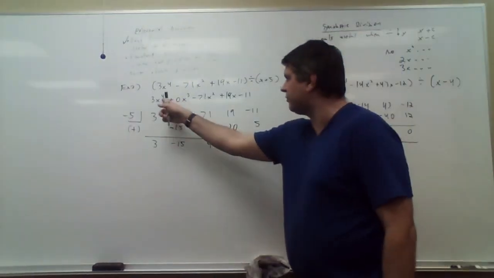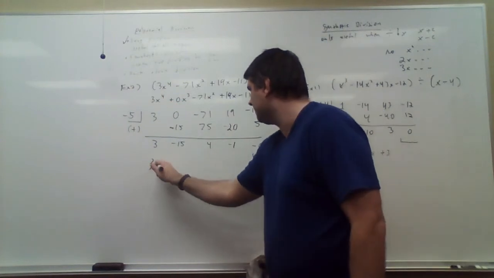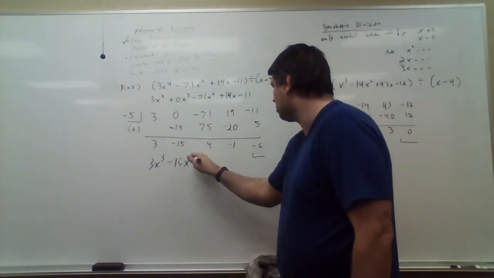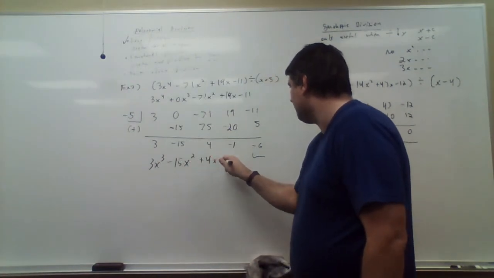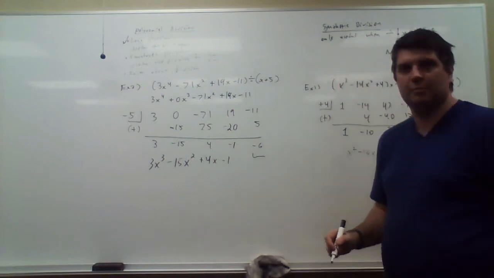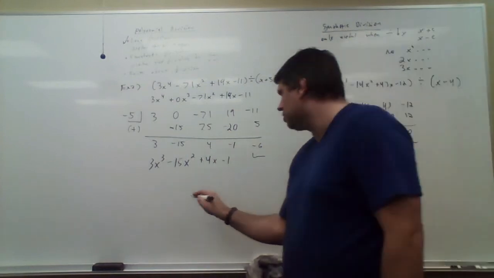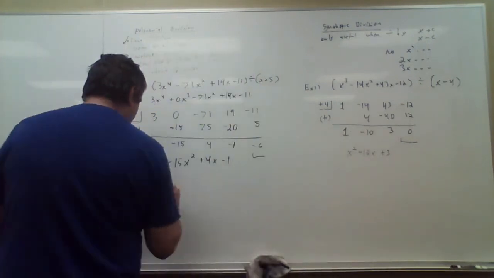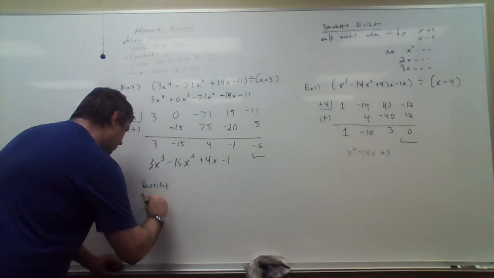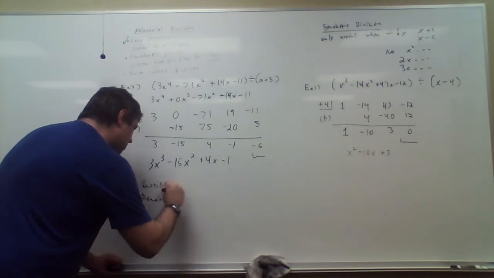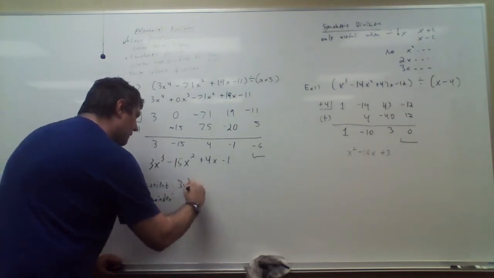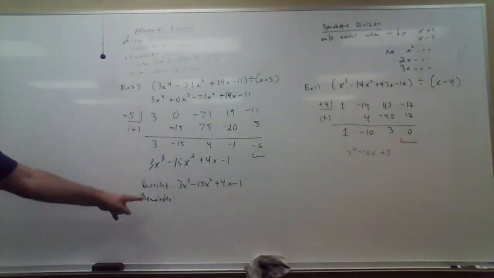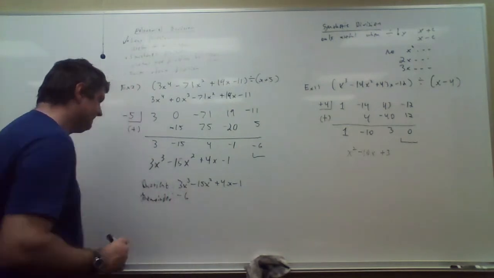So this was 3x to the fourth, so we will start with 3x cubed. And then we count down: minus 15x squared plus 4x to the first minus 1. Okay? So the quotient is this, 3x cubed minus 15x squared plus 4x minus 1. The remainder, negative 6. Okay?